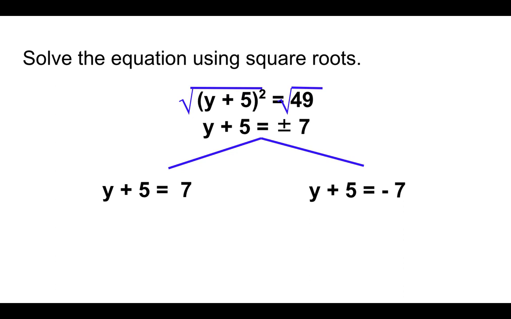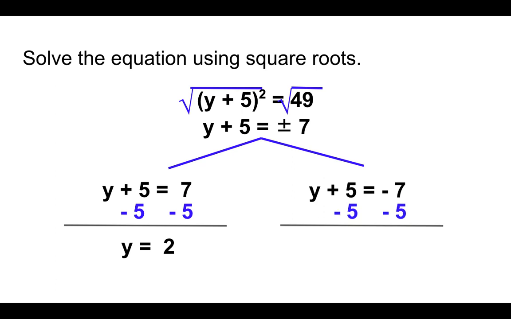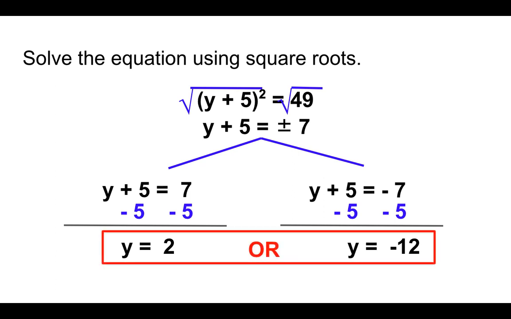In both instances, we have to subtract 5. So first I'm going to subtract 5 from both sides. 7 minus 5 is 2. So we get y equals 2. For the other piece, we get negative 7 minus 5. We're left with negative 12. So our final answer is y equals 2 or y equals negative 12.